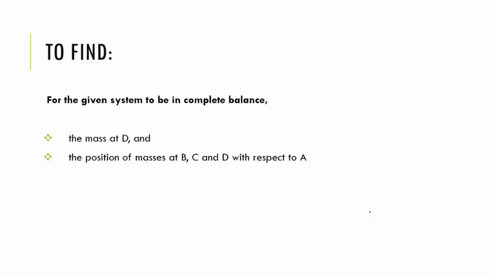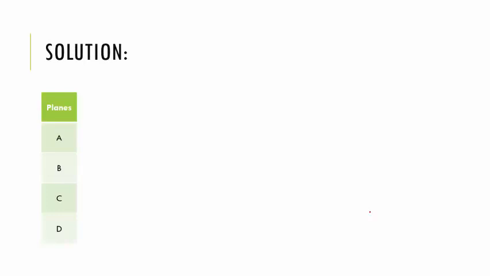It is asked to find, for complete balance of the system, the mass to be added at plane D and the angular positions of masses to be located at planes B, C and D with respect to A. Four planes are considered in the problem in which the rotating masses are to be added such that the system should be in complete dynamic balance.